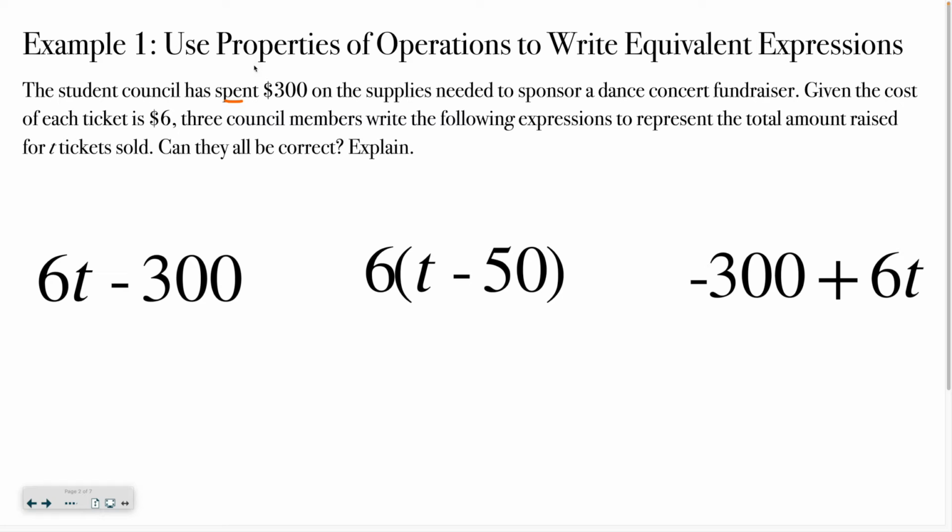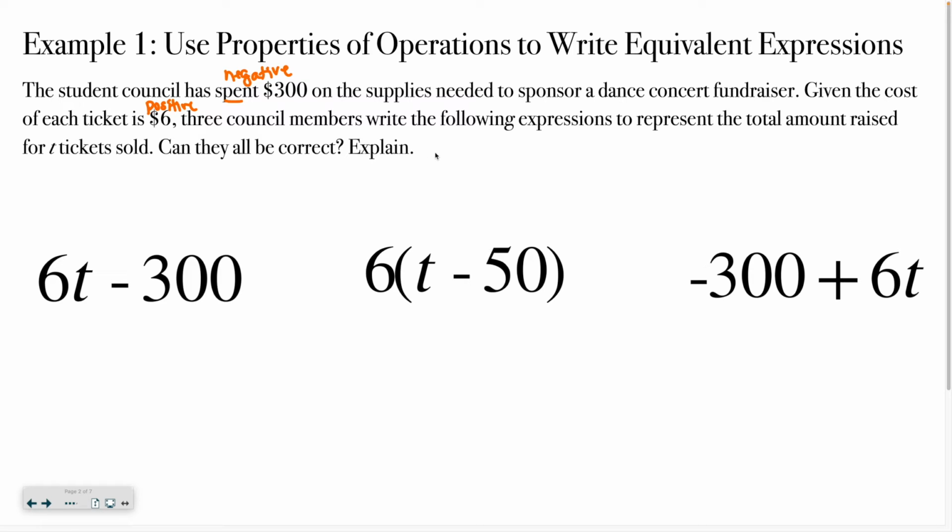We have the student council has spent $300. So usually when we're talking about spending money, we represent the money spent with a negative. So I know that if I were to write an expression to represent how much money was earned, I would use a negative 300 because we had to spend that. We didn't earn that. That's what we spent. And then the tickets that we're selling, they are $6 each. So that's how much money we're earning back, right? We're earning $6 for every ticket.